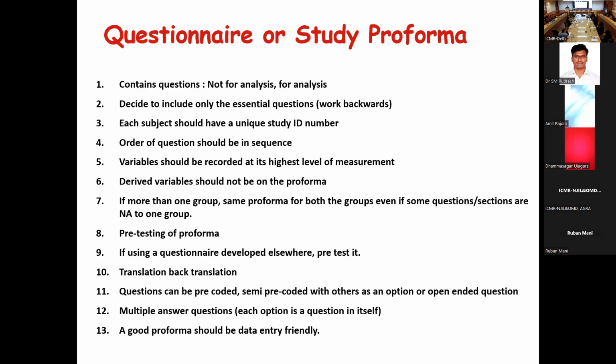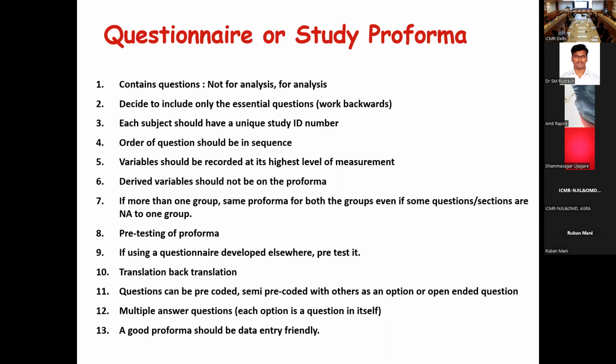BMI. Derived variables are those which you're not measuring, you're creating. Like BMI, you're not measuring. You're creating by using two variables in some way. Height, weight, and weight by height square, right? Hypertension. Hypertension is not measured. You don't measure hypertension. You derive hypertension, right?